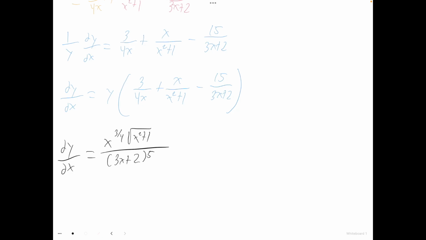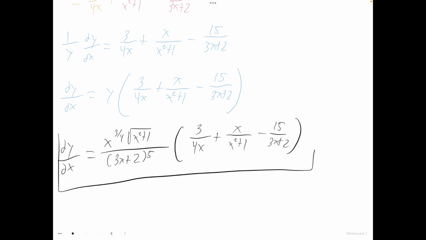So that's y times this expression that we have, 3 over 4x plus x over x squared plus 1 minus 15 over 3x plus 2. And so that is our derivative. And so rather than having to use a bunch of product rules and quotient rules, we ended up just making it into a number of chain rules, which ultimately created an easier derivative for us to compute.